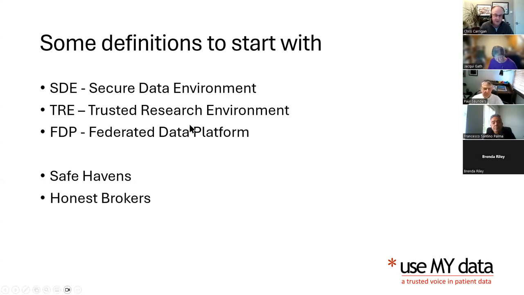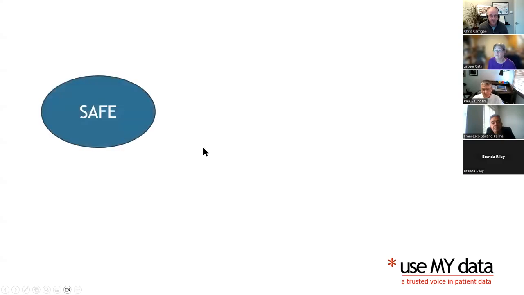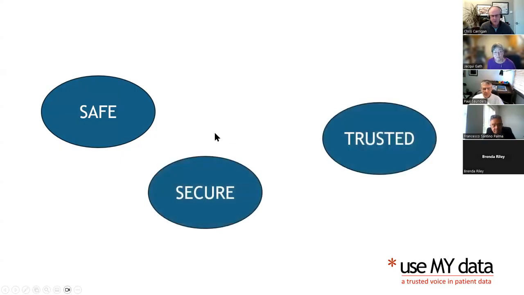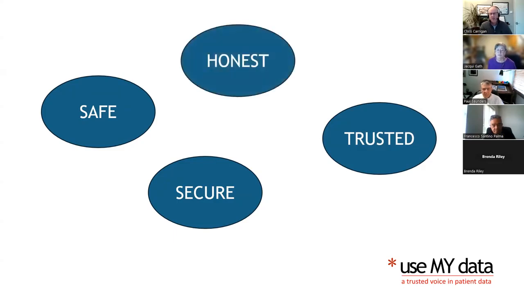So SDE, Secure Data Environment, TRE, Trusted Research Environment, FDP, Federated Data Platform. I'll explain what those things are and why they're different. Something to think about when you're going through these things: a few people have said, well, why have we got trusted research environments? Why have we got safe spaces and secure spaces? And all these words keep popping up. The first question people ask is, well, was it not secure before? Is there something new? Is it a new concept? And the answer is, it isn't new at all.